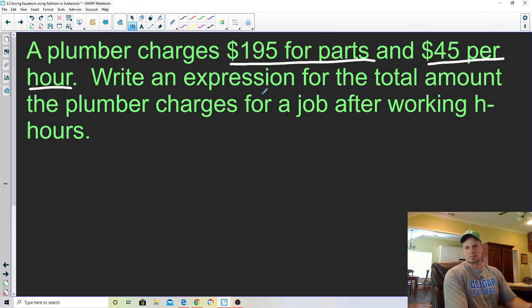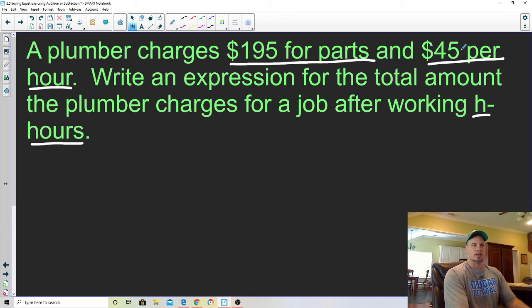Write an expression. Now, an expression doesn't have an equal sign, so we're not going to have a total or anything like that, just no equal sign. Write an expression for the total amount the plumber charges for a job after working H hours. Okay, they're giving us the variable we're going to use. So we've got three things here. We've got $195 for parts, $45 per hour, and H, no equal sign.